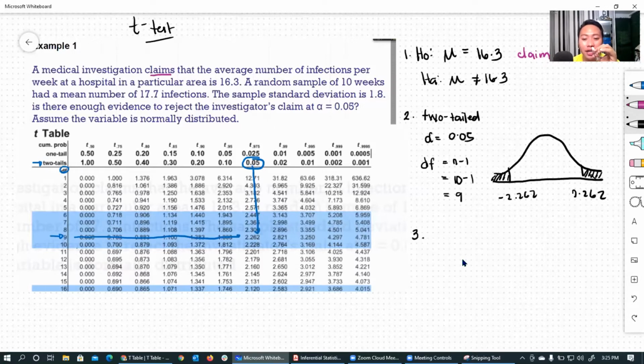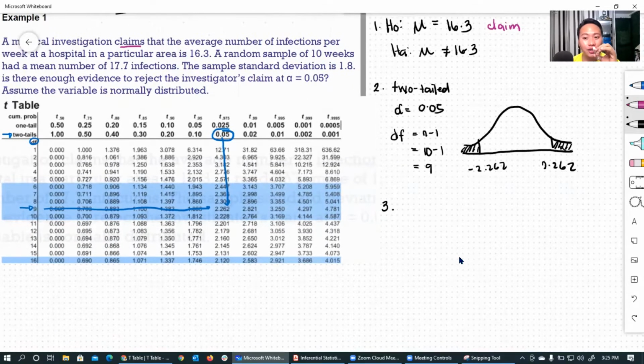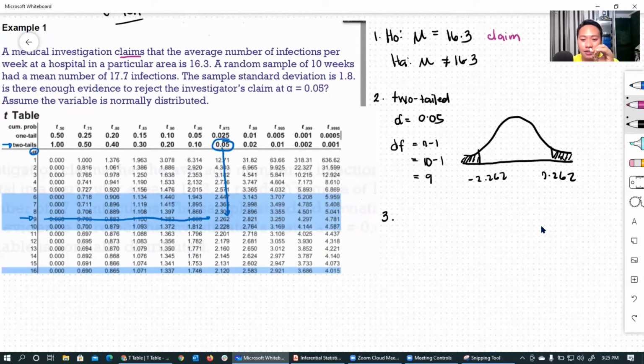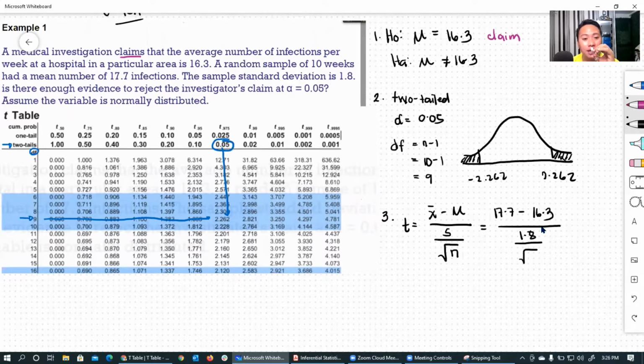Now, number 3, we're going to solve for the test statistic. As I've mentioned earlier, this is still similar to the z-test. However, the values are different. So we have t equals sample mean minus population mean over sample standard deviation over square root of n. The sample mean that we have, guys, is 17.7 minus population mean of 16.3 over the sample standard deviation, which is 1.8, over the square root of how many sample size did we consider? 10. So let's try to grab our calculator and solve it.